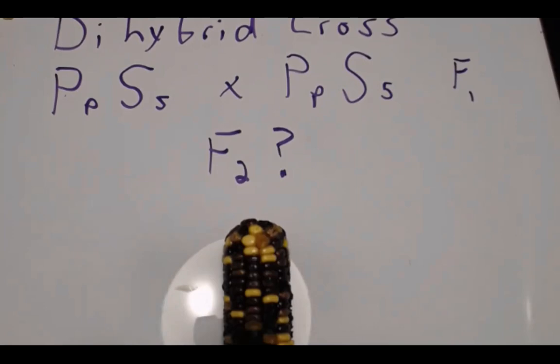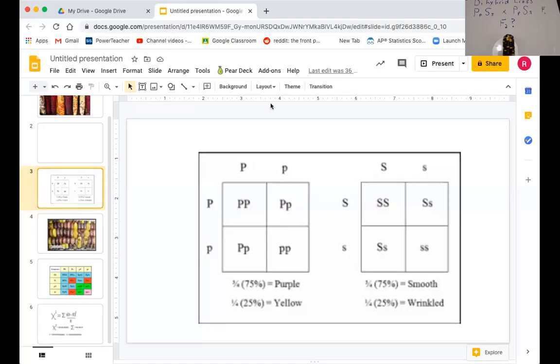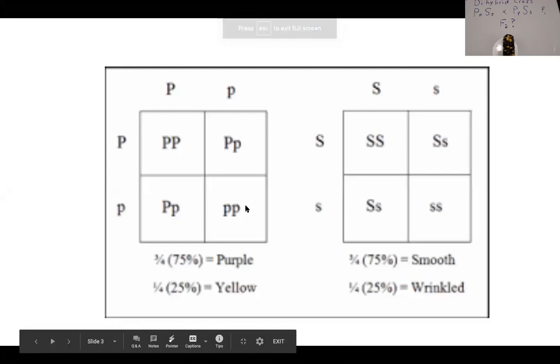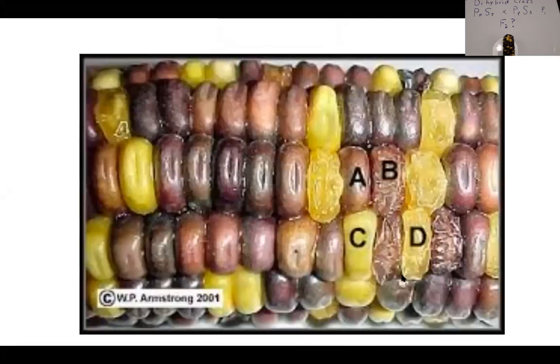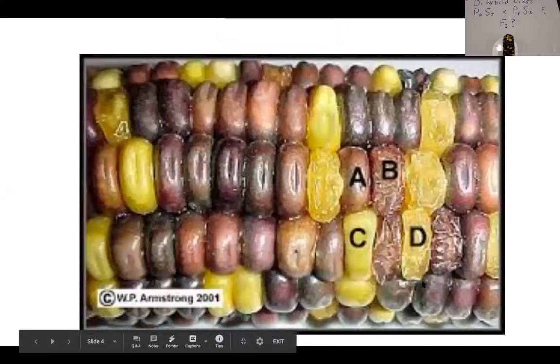And again, we're going to do the individual data versus the class data, and I will ask you to do chi-square. So, here's an individual cross. Again, we've got heterozygous for the P's, heterozygous for smooth and wrinkled, just like Mendel did. A little close up.